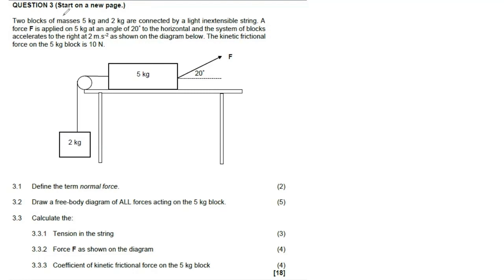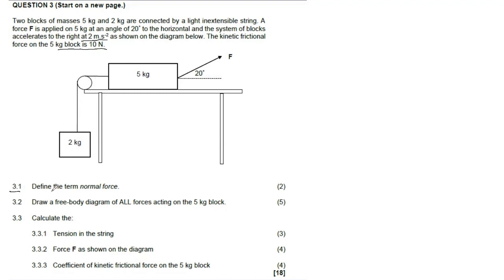Okay, so we are given two blocks of masses 5 kg and 2 kg connected by a light inextensible string. A force F is applied on the 5 kg block at an angle of 20 degrees to the horizontal, and the system of blocks accelerates to the right at 2 meters per second squared, as shown on the diagram below. The kinetic frictional force on the 5 kg block is 10 newtons. Then we are also given that the acceleration is 2 meters per second squared.